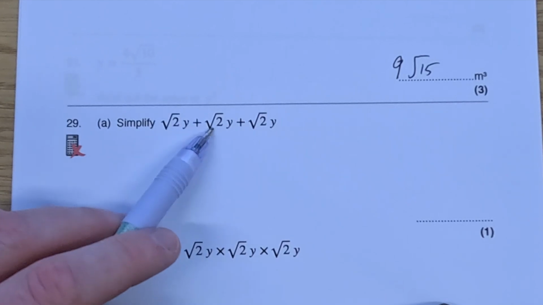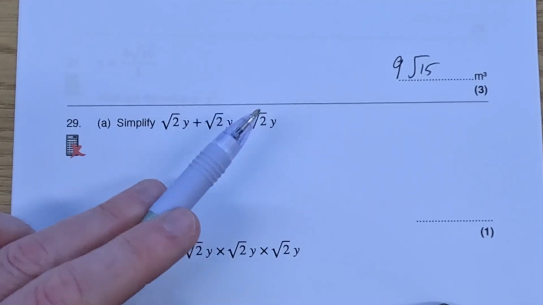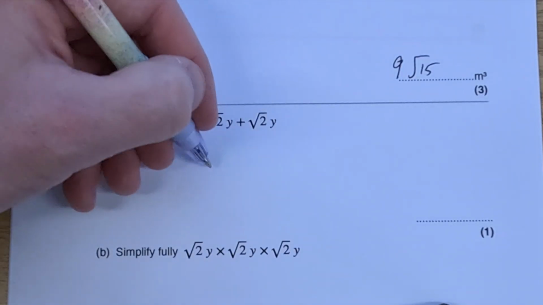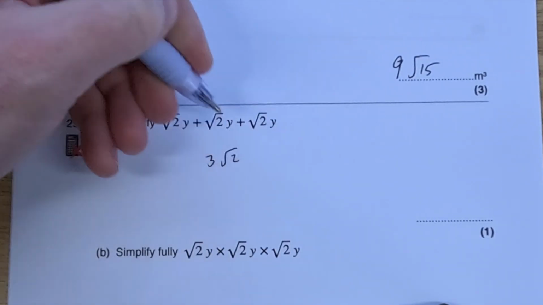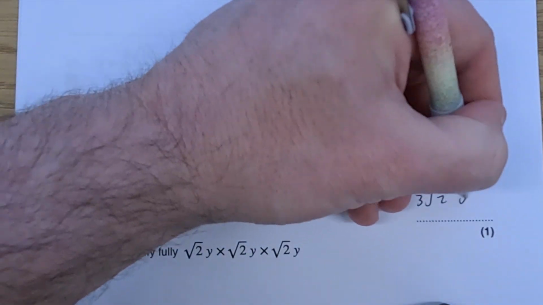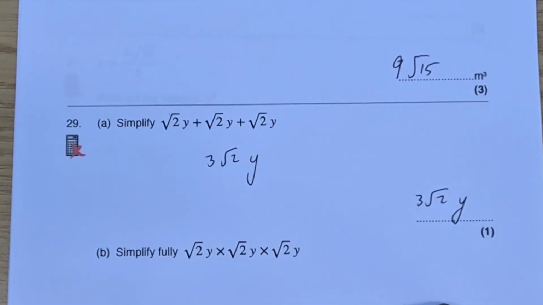Now, root 2 plus root 2 would be 2 lots of root 2, plus another root 2 would be 3 lots of root 2. So root 2 plus root 2 plus root 2 is 3 lots of root 2. And then we've got our y. So the answer would be 3 lots of root 2 y. And that's it. That's what root 2y plus root 2y plus root 2y would be.